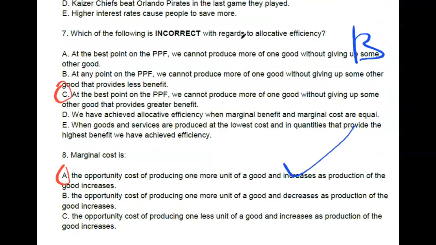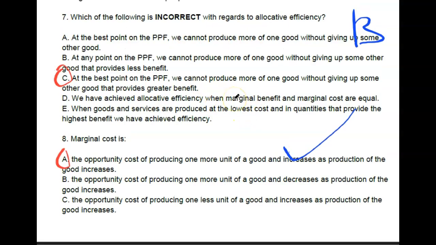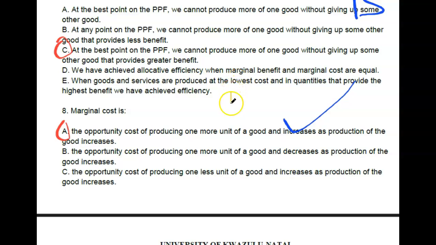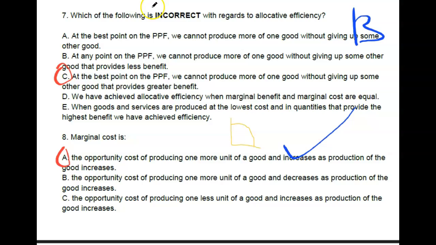Okay, allocative efficiency, I actually got this wrong. Wait, did I get this wrong? Yeah. So basically, you know your PPF, and you get your bowed out PPF. Any point on there is allocatively efficient, right? Okay. So the keyword over here is what is incorrect. So I think that is why I got this wrong, as you can see. So the answer is actually B.